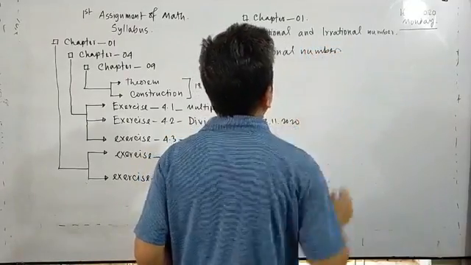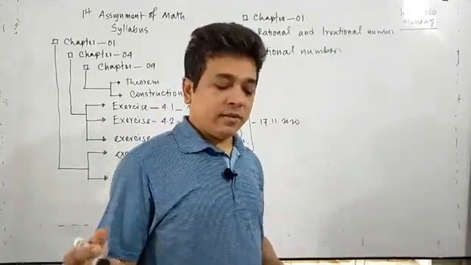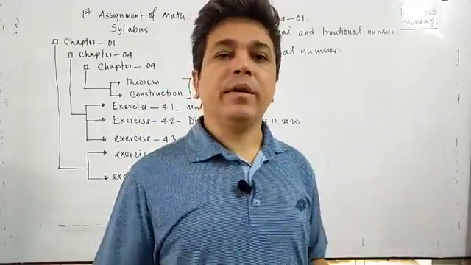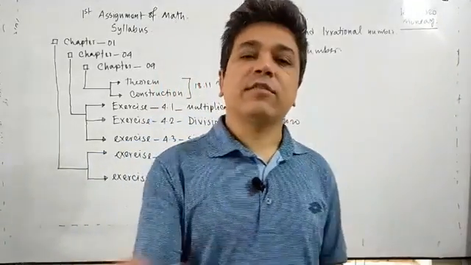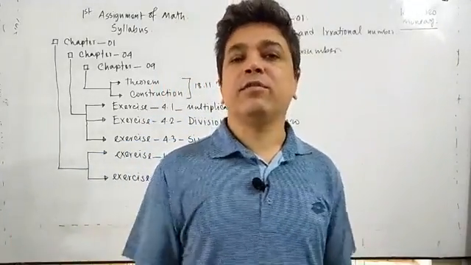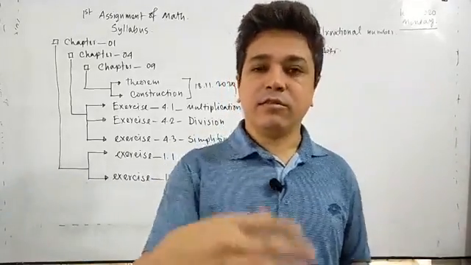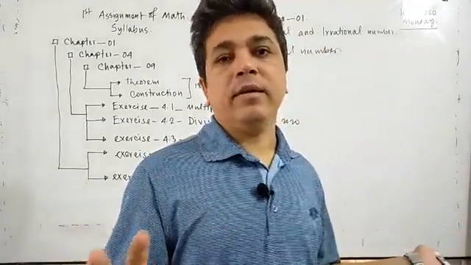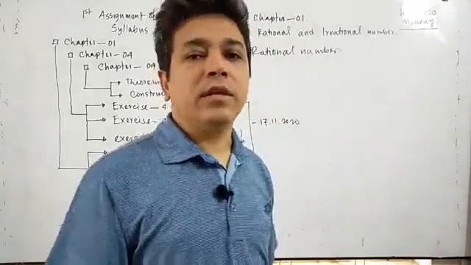What is a rational number? The number which you can express in fraction form. That is very, very important. Some numbers we cannot express in fraction form. Those numbers which we can express in fraction form are called rational numbers. Those numbers which we cannot express in fraction form are called irrational numbers.